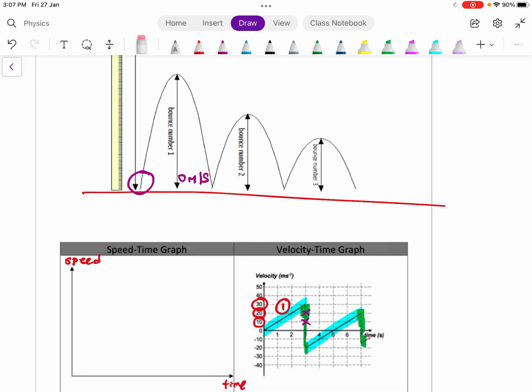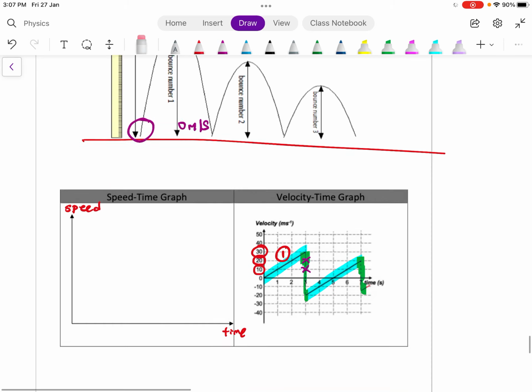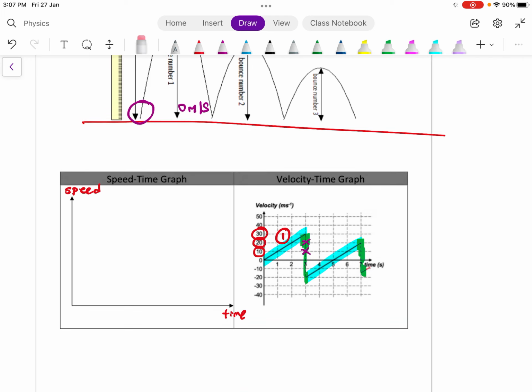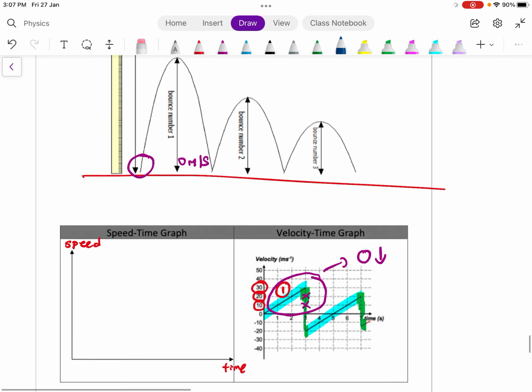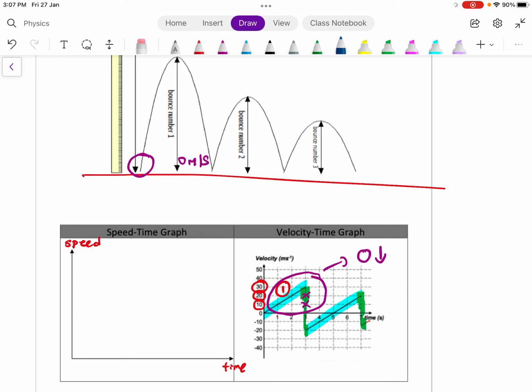Then slowly, the velocity will gain speed, but in another direction. That's why if you look at the graph, you go to the negative region. This part of the graph is where the ball is moving downwards, and for the negative region, you're moving upwards. At the same 3 seconds, your velocity is negative 10 meters per second.